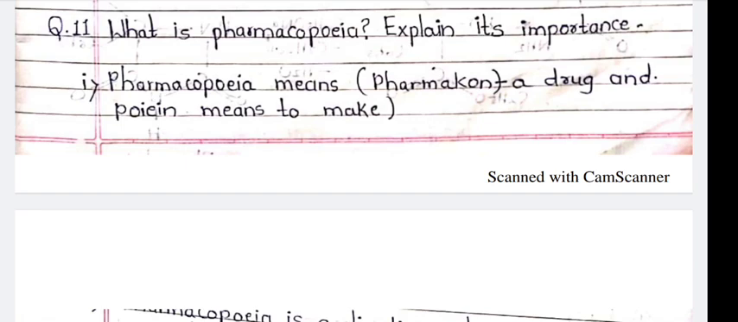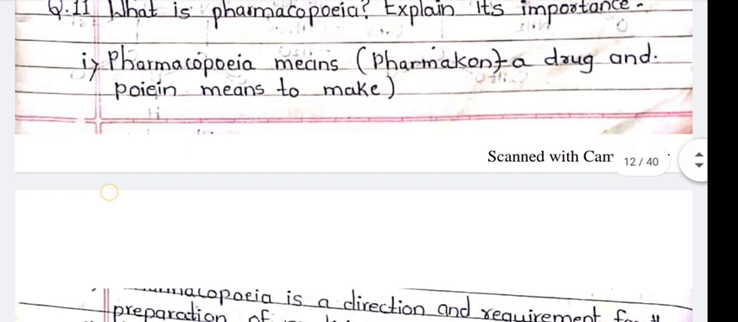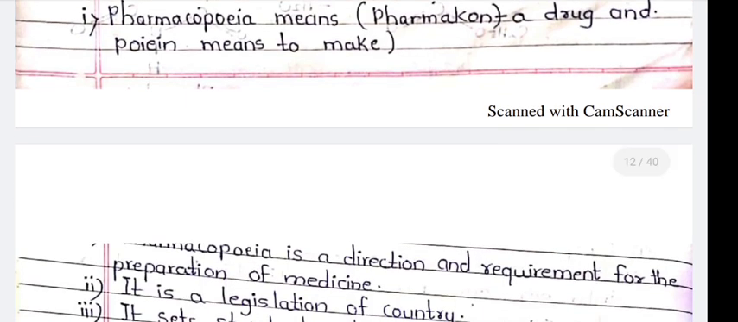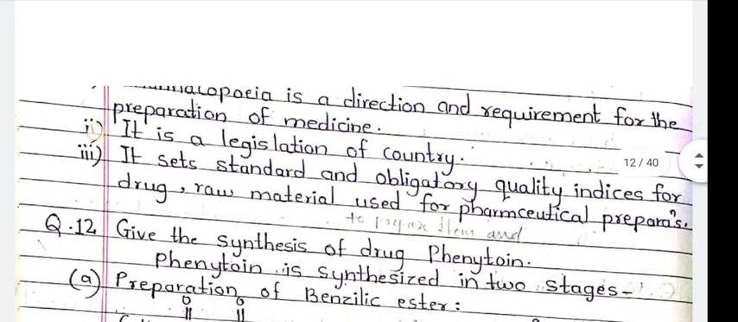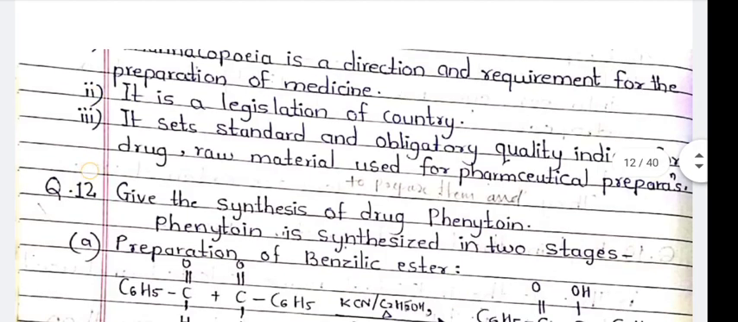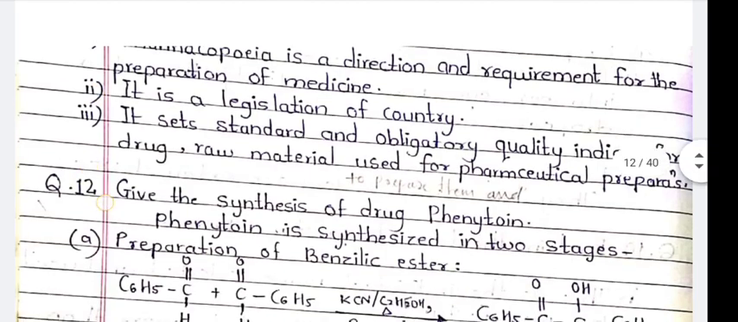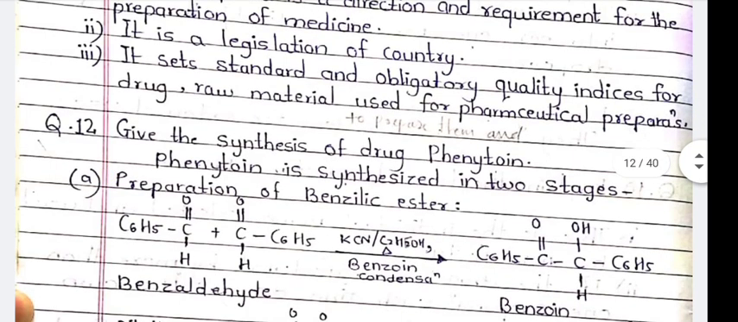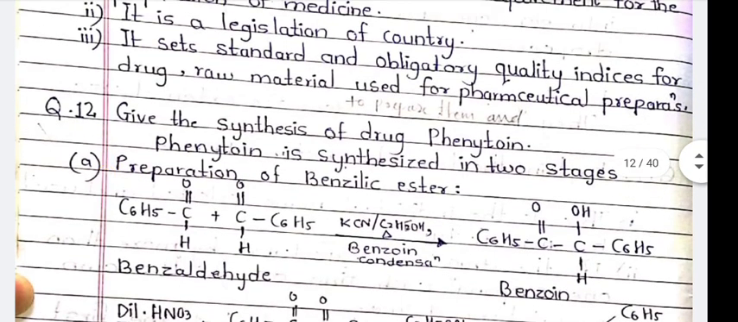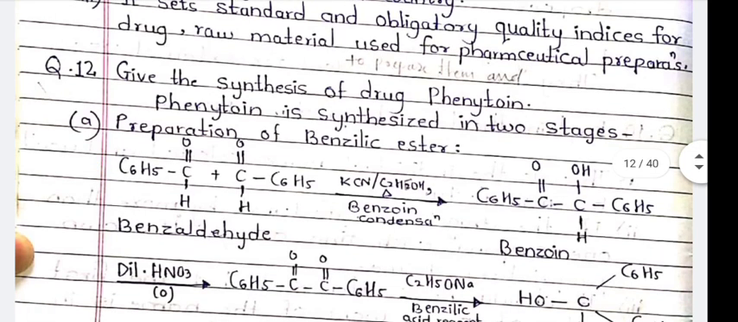What is pharmacopoeia? Explain its importance. Pharmacopoeia means pharmacon, a drug, and poeia, to make. The pharmacopoeia is the direction and the requirements for the preparation of the medicine. It is the legislation of the country. It sets standard and obligatory quality indices for the drug raw material used for the pharmaceutical preparations.